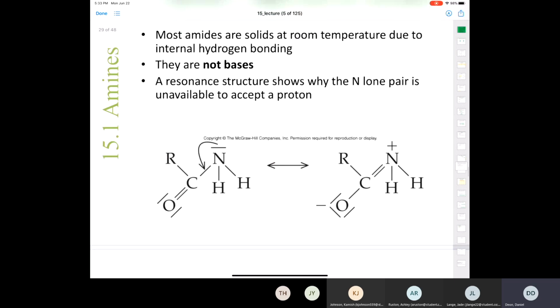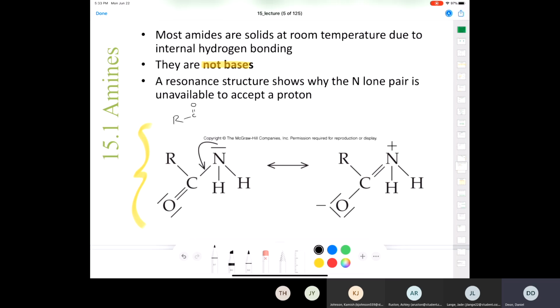Anyhow, it says here that most amides are in fact solids at room temperature due to internal hydrogen bonding. And I need you to memorize this part here, that amides are not bases, okay? And the reason why amides are not bases can be shown by these resonance structures down here. But I don't like these resonance structures, so I'm going to draw my own, which will be a little bit prettier.